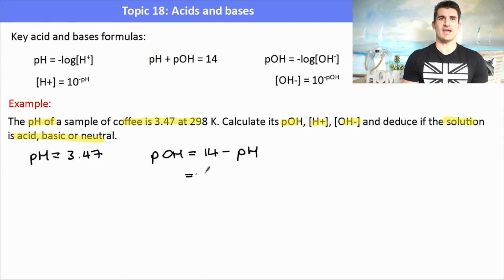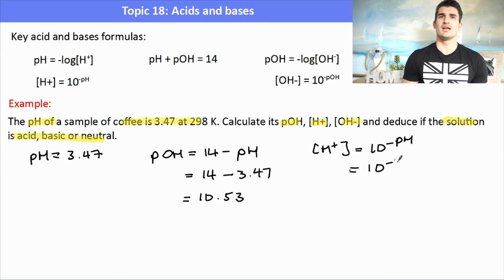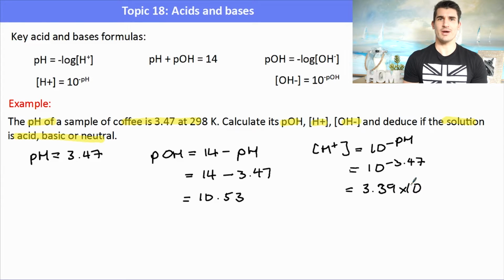Well, we've been given the pH in the question. The pH equals 3.47. So the simplest thing to do now is to calculate the pOH by doing 14 take away the pH. They told us it was at 298 K, so that means we've got standard conditions. So our pOH is equal to 10.53. From those two values, I can work out the H plus concentration by doing 10 to the negative pH and the OH minus concentration by doing 10 to the negative pOH.